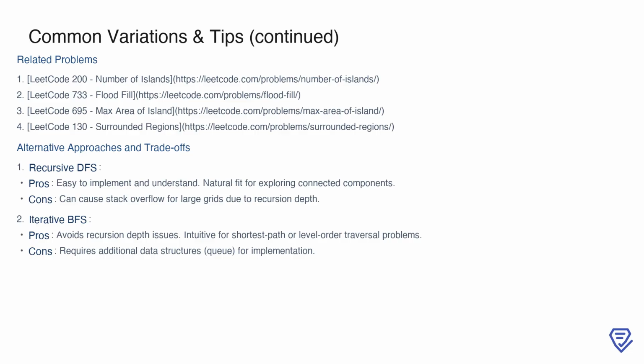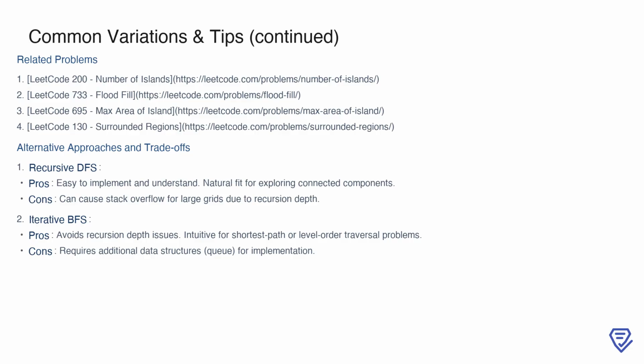Considering alternative approaches is also valuable. For instance, recursive depth-first search is often a natural fit for exploring connected components because of its simplicity. However, it can lead to stack overflow on large grids. Iterative breadth-first search avoids this issue by using a queue, making it a better choice for problems that require level-order traversal. That said, BFS typically requires additional data structures and may be less straightforward to implement than DFS, depending on the problem.